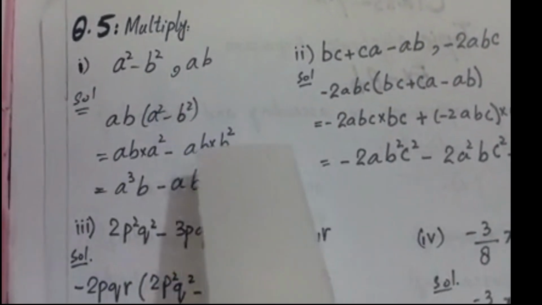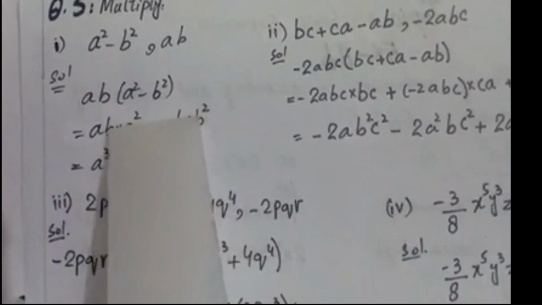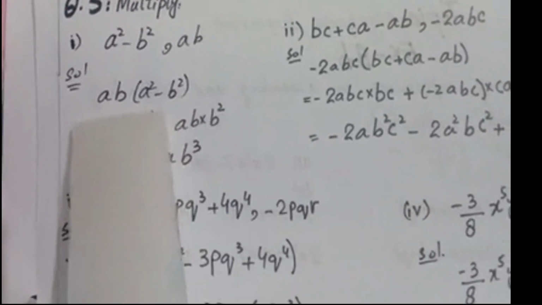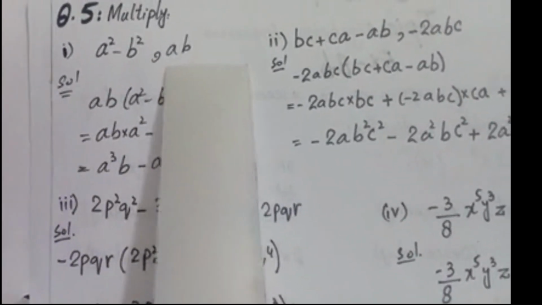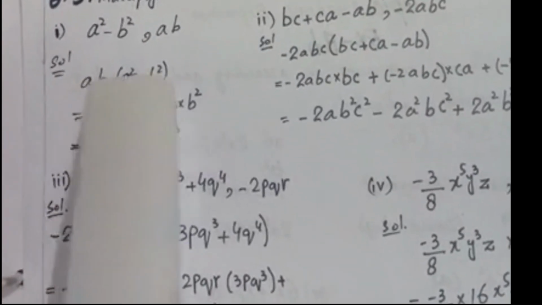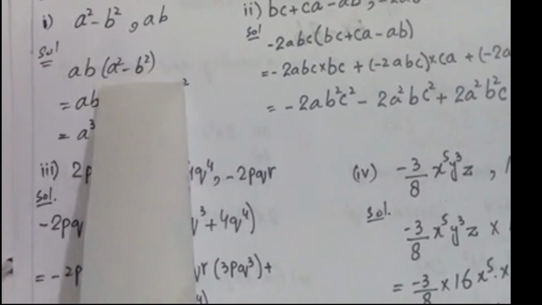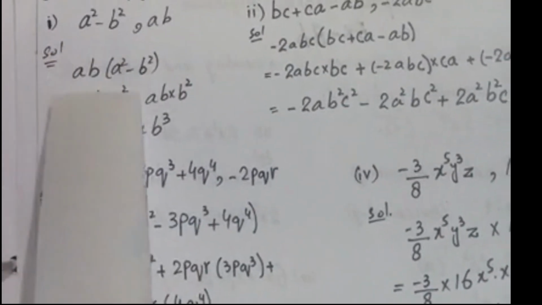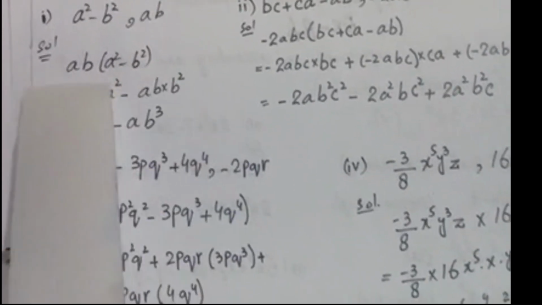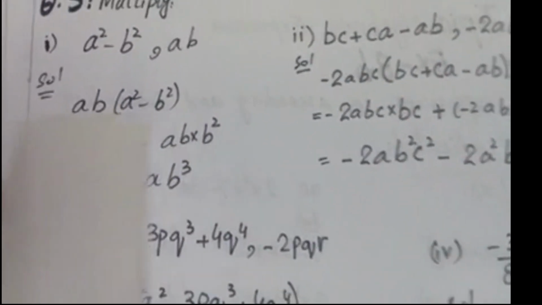Now we are going to study question number 5, that is, multiply these expressions. Two algebraic expressions are given and we have to multiply them. In the first question, the first expression is a square minus b square and the second expression, written after the comma, is ab. We write ab first and then a square minus b square. You can also write a square minus b square first and ab after that term. It's your choice.